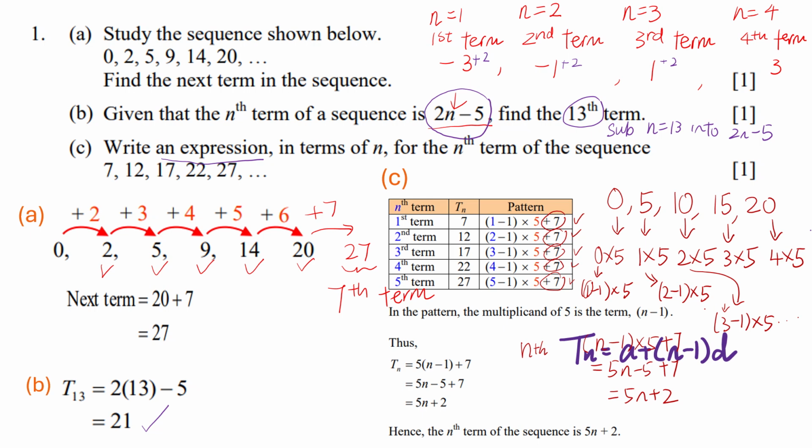The formula is just A plus bracket n minus 1 times D, where A is the first term in your sequence, which in this case here is the number 7. N minus 1 is fixed, you don't change it. D refers to the difference between the first and the second term. So your first term is 7, second term is 12. So 12 minus 7 will give you 5. So you multiply by 5. And you simplify it.